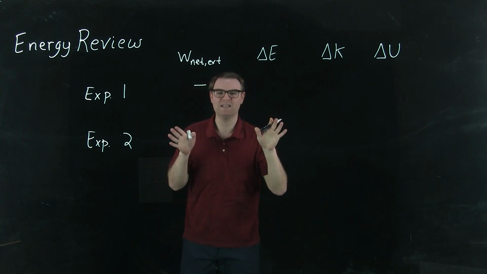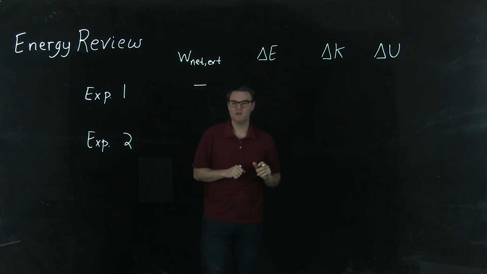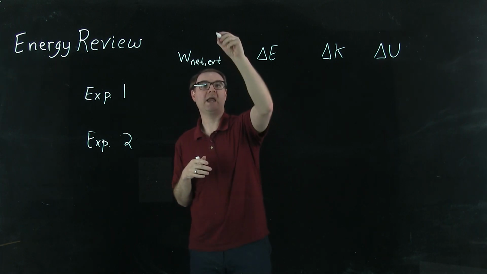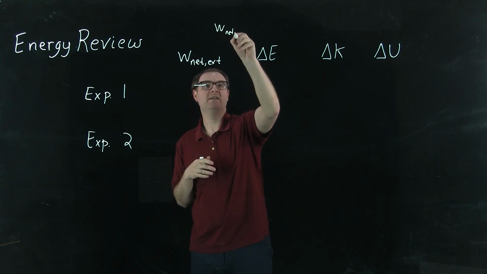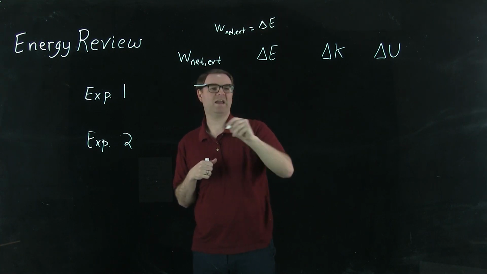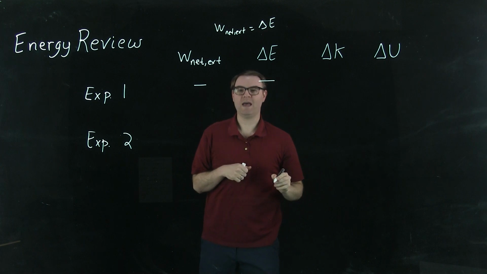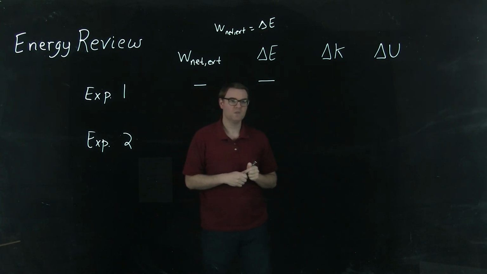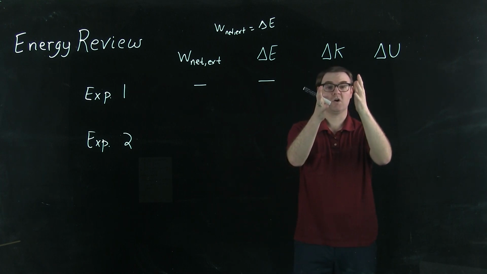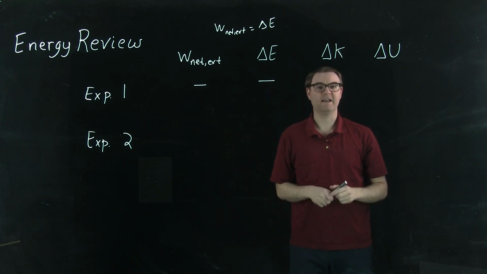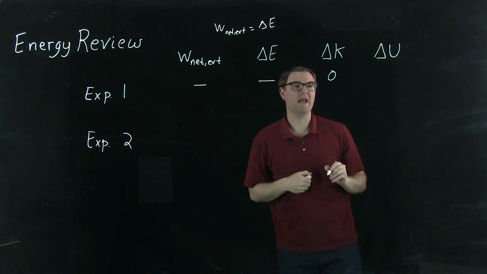I can figure out how big it is if I want to, but I'm mostly going to think in qualitative terms here. I know from the work-energy theorem, which says that the net external work is equal to the change in total energy, that if I have a negative net external work, then I also have a negative change in the total energy of the system. I observed that the kinetic energy of the apple didn't change because it started at rest and it ended at rest. So I have no change in the kinetic energy.